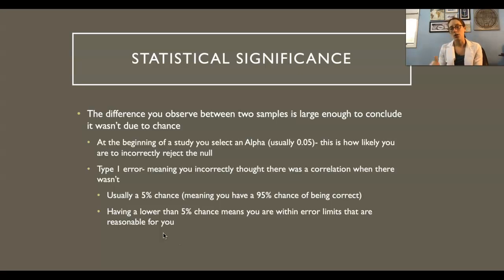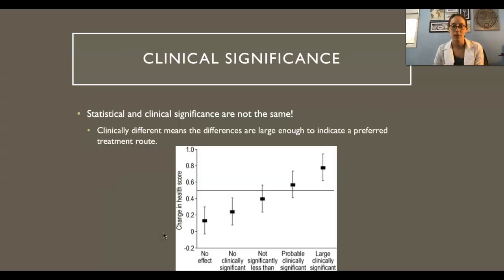There are some studies held to an even higher standard, and it needs to be a 97% chance, which means there's only a 3% chance of error. Having a lower than 5% chance means that you are within your error limits that are reasonable for you. So less than 5% chance is a good thing, because it means that you are even more sure that your answer is correct. Clinical significance and statistical significance are actually not the same thing.